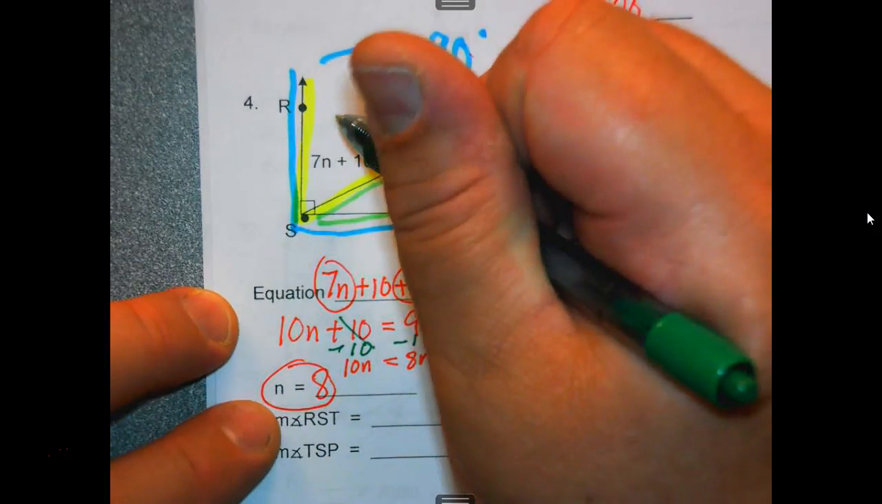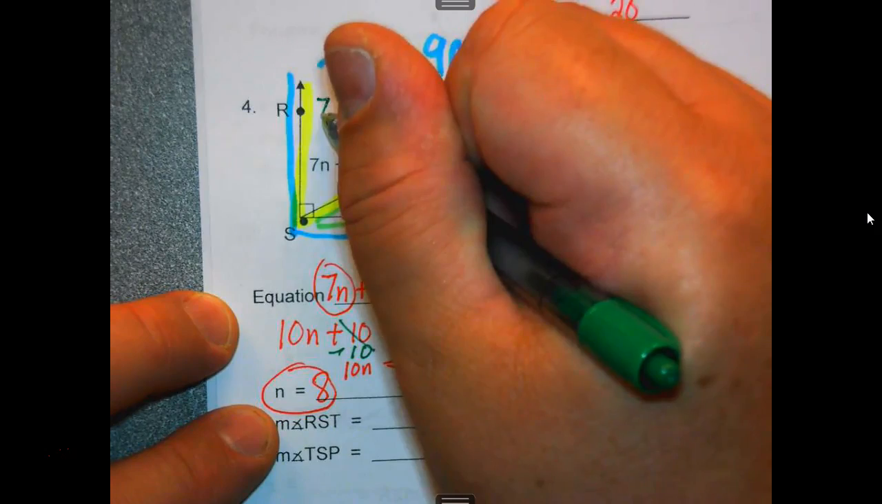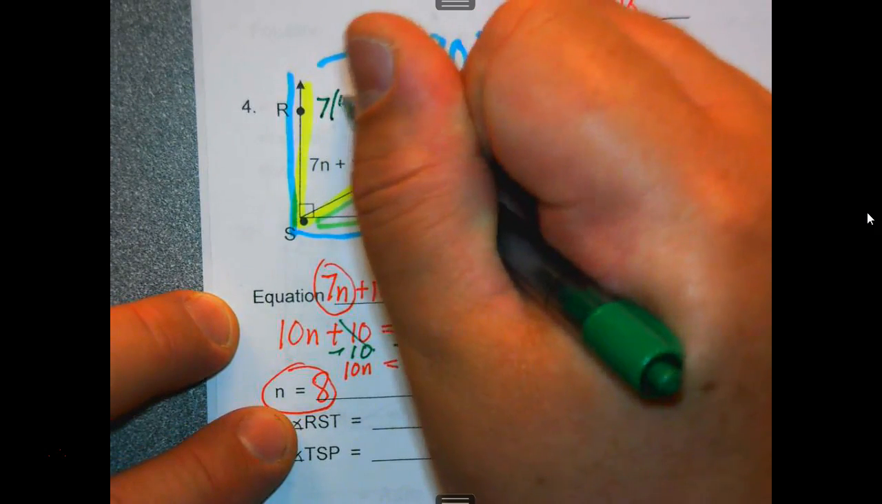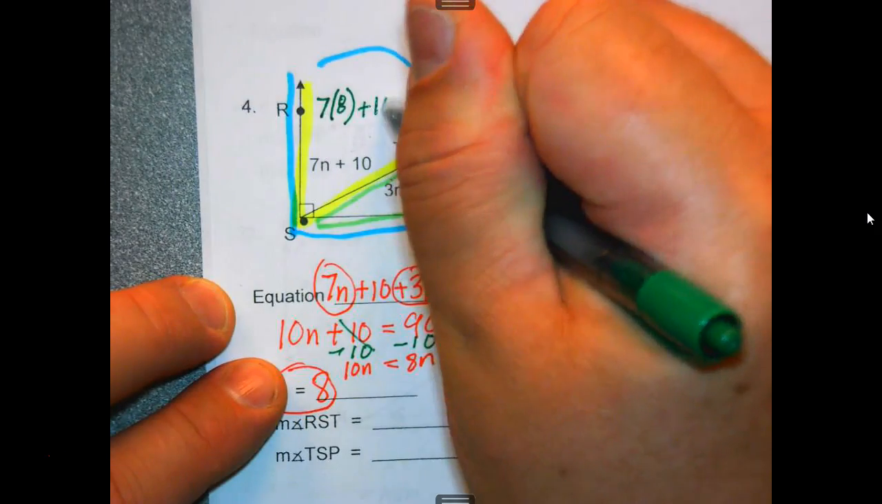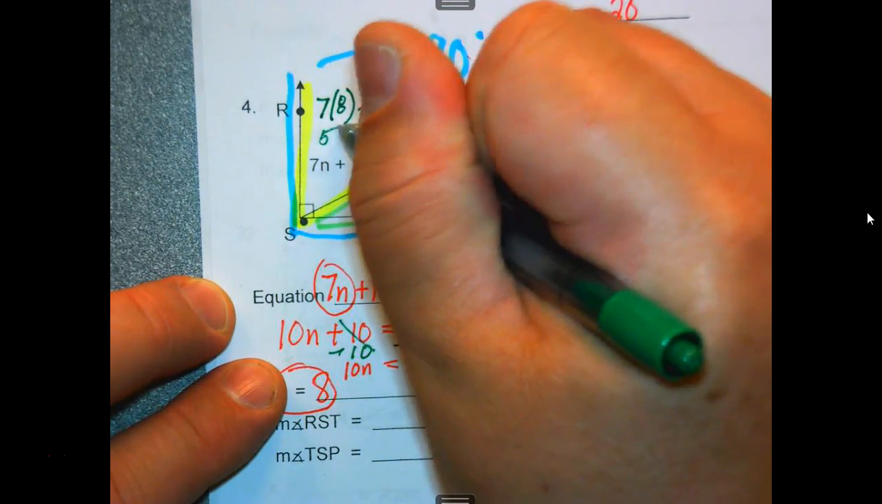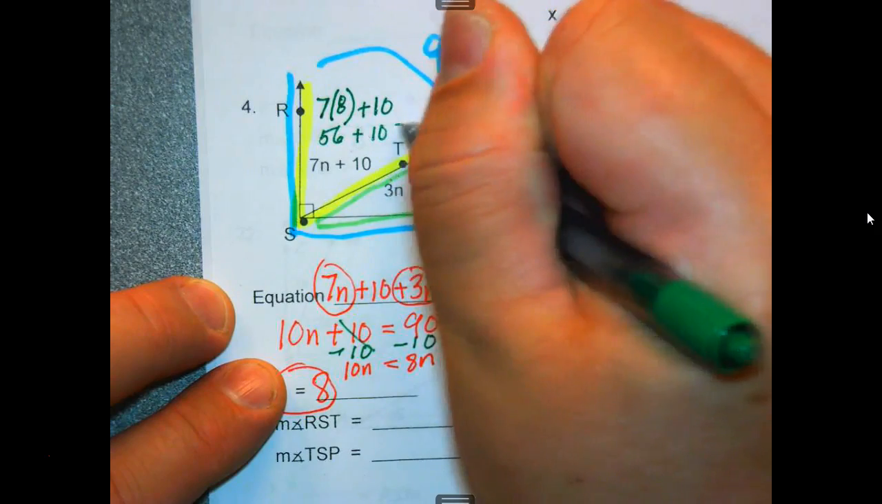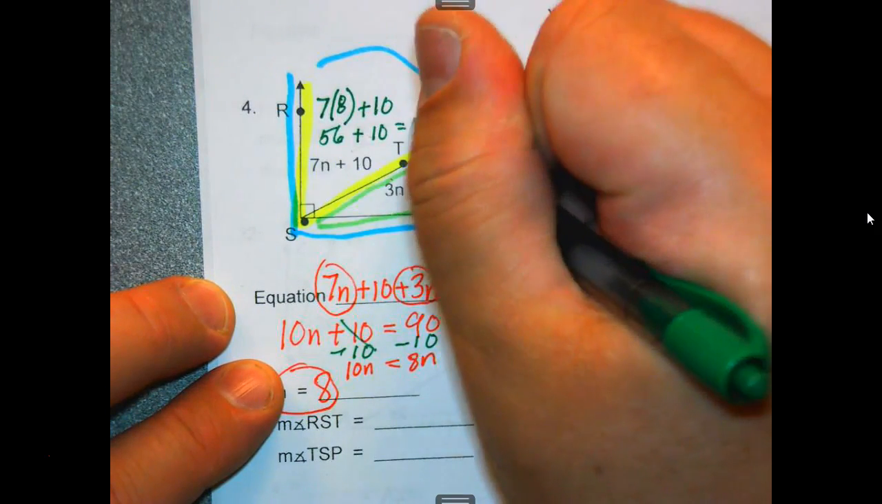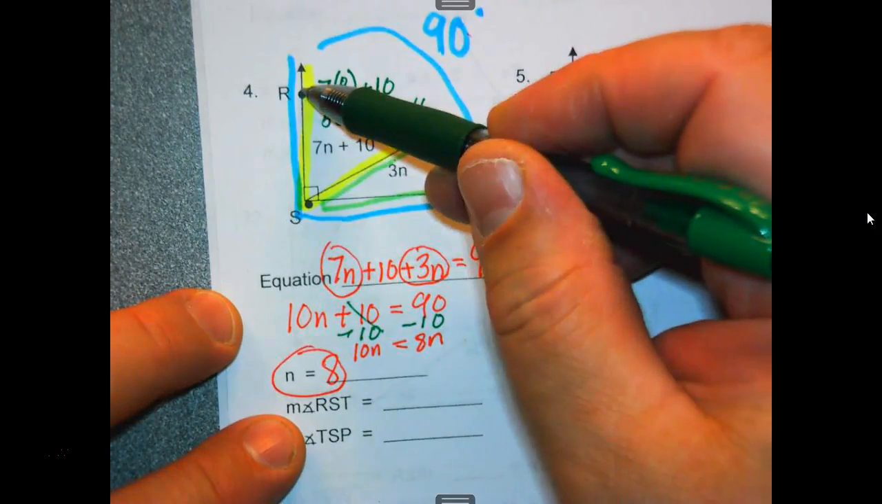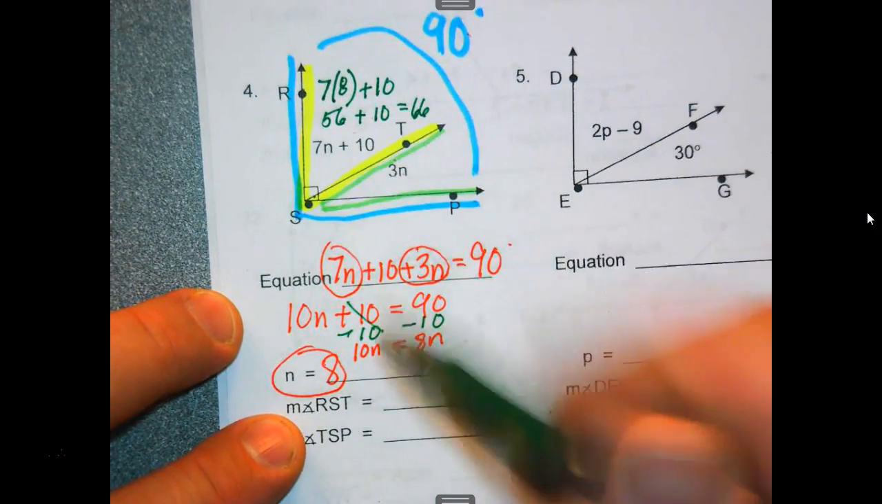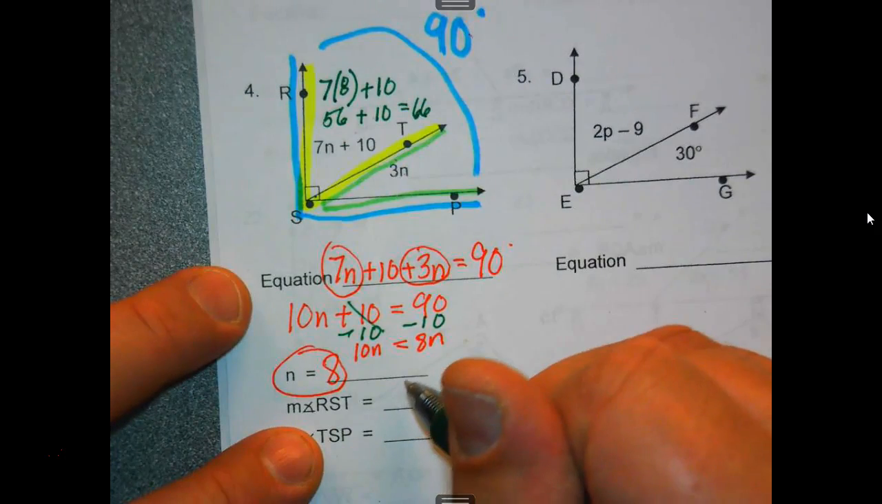All right. So I have 7 times my n, which is 8, plus 10. So 56 plus 10, 66. Burgess, sit down. So the measure of angle RST is 66.